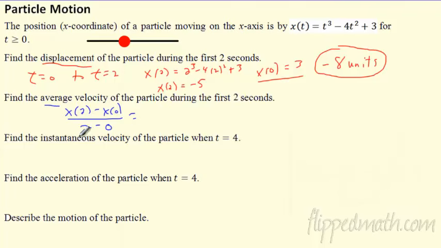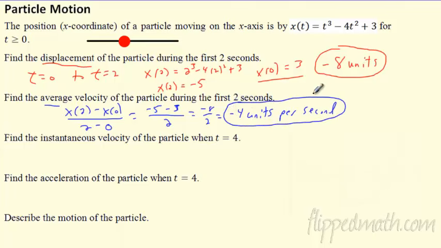And what is the average rate of change here? It went from x of 2, do we have that as negative 5? At 0, we're at what? We're at 3. And we are taking that over just 2. So I'm looking at negative 8 over 2. This is going to be negative 4 units per second. Time is in seconds. Excellent. So the average velocity from 0 to 2 is negative 4 units per second. And that makes sense. Each second does negative 4. That's why it went negative 8 total.